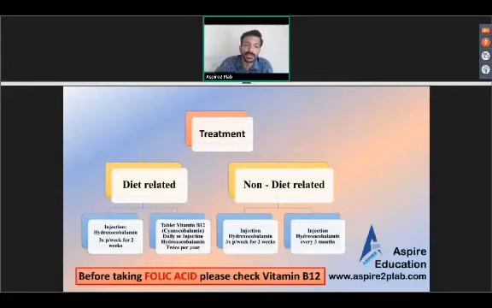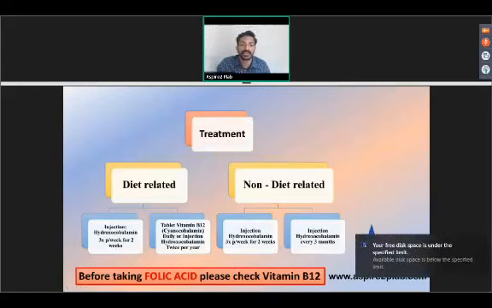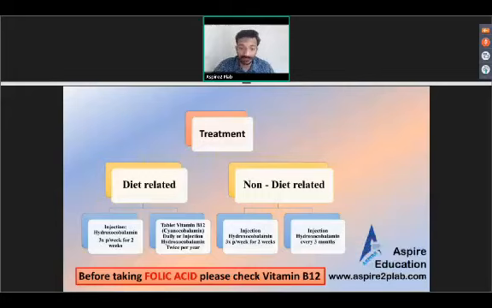And the treatment here is very easy. If you just follow this table, it's very easy for you. Diet related, non-diet related. In our scenario in the exam, it is actually diet related, because the patient is saying I'm on a vegan diet. So if the patient is on a vegan diet, it is diet related. First is injection, and then we can supplement with tablets. And before giving folic acid, please check vitamin B12. Otherwise, you'll mask the findings, and that we don't want.